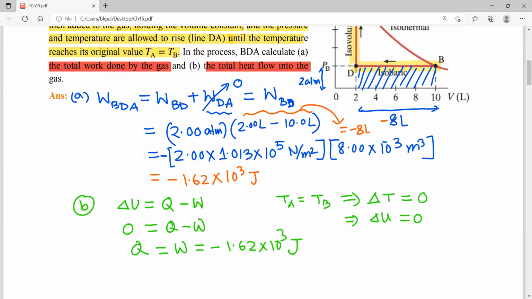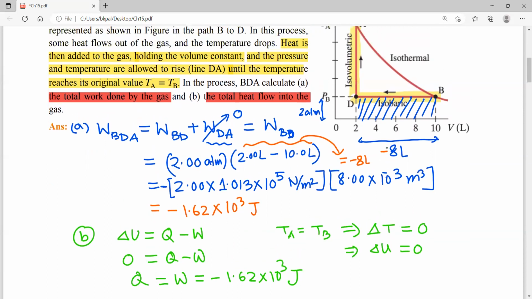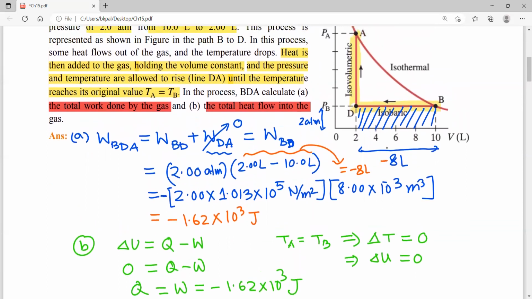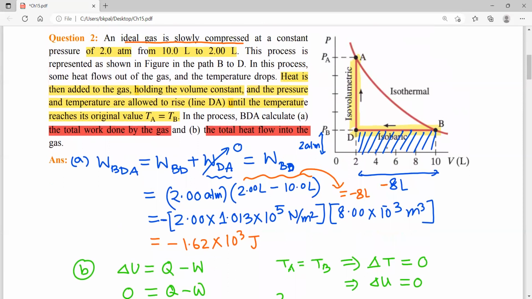So that means heat leaves the system. Negative sign means heat leaves the system.